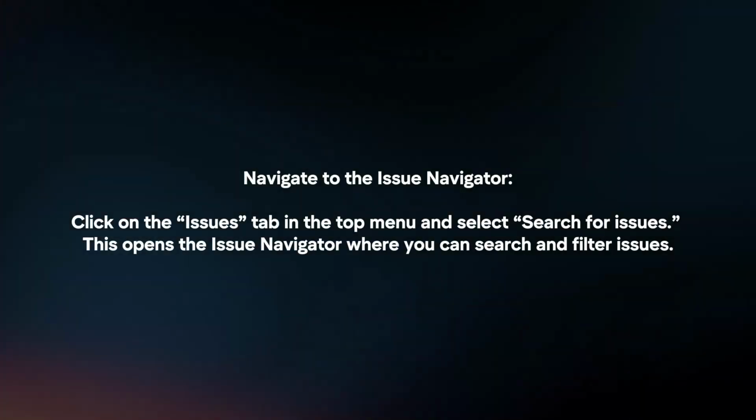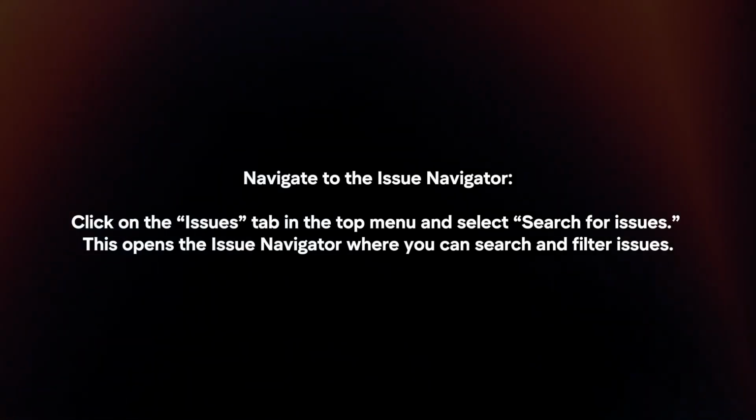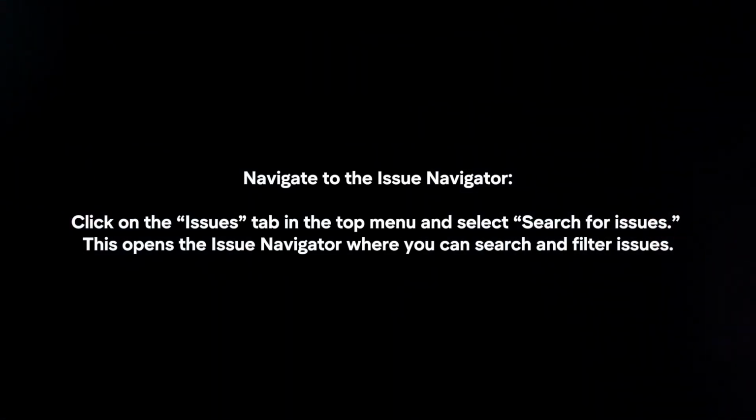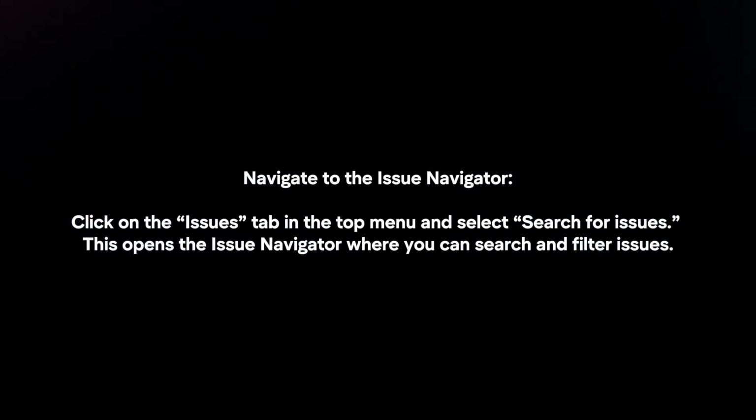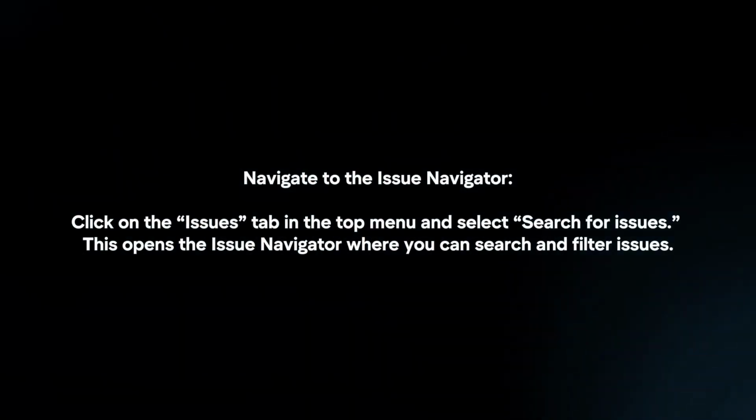Navigate to the Issue Navigator. Click on the Issues tab in the top menu and select Search for Issues. This opens the Issue Navigator where you can search and filter issues.